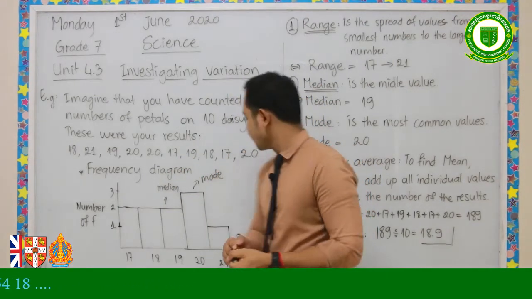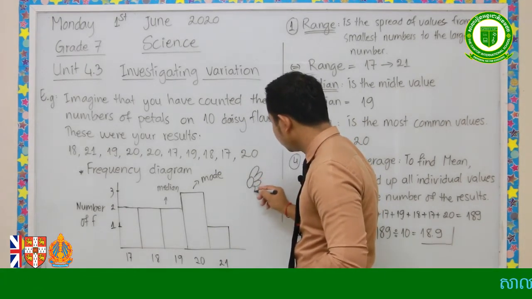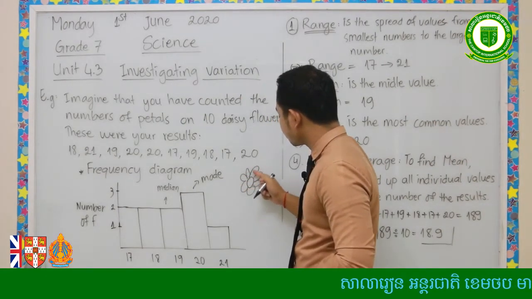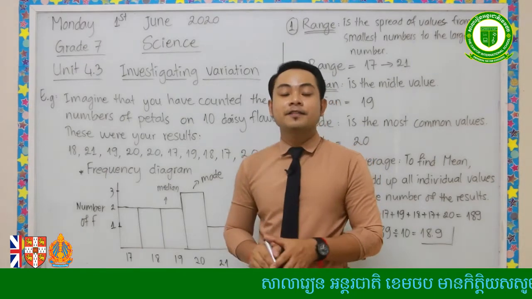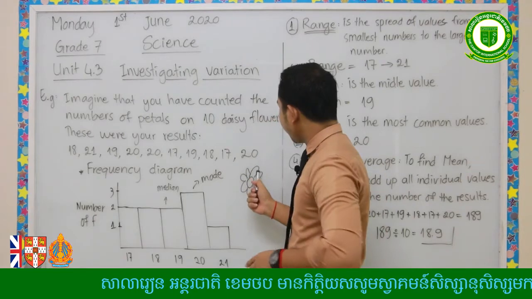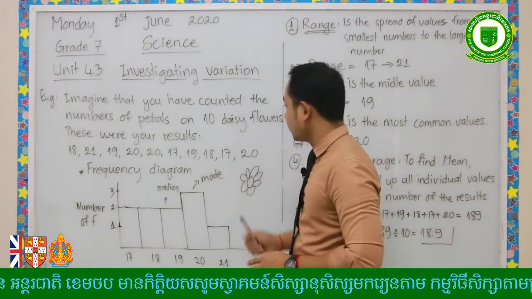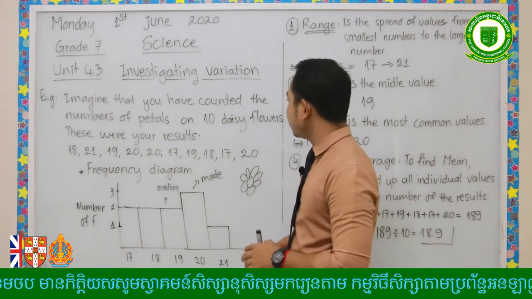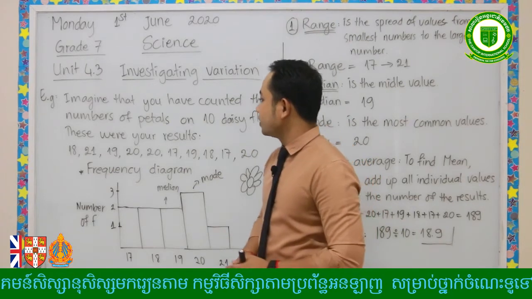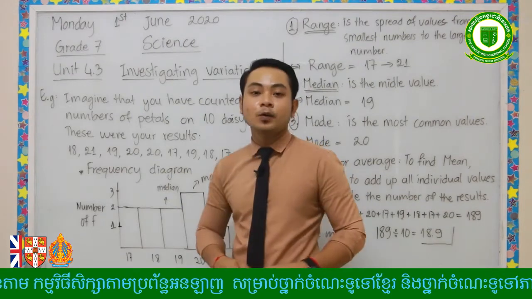You know petals? This is a flower. These are called petals, the outside of the flower. You can see these petals, they are covering the flower. So this is called a petal. Now you have 10 daisy flowers, you know daisy flowers, right? You are counting the numbers of the petals in each flower.